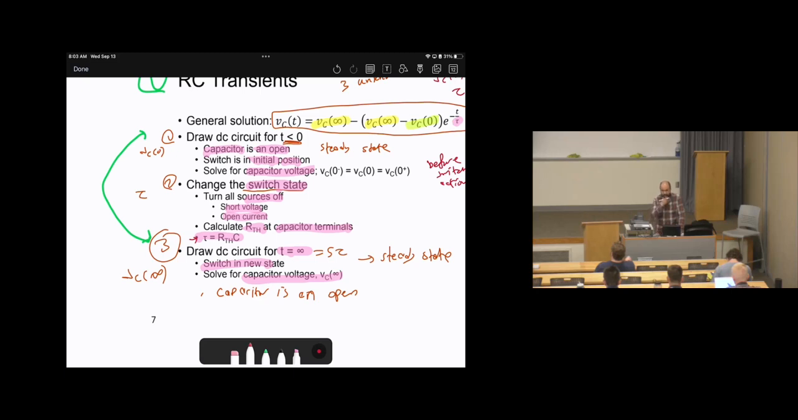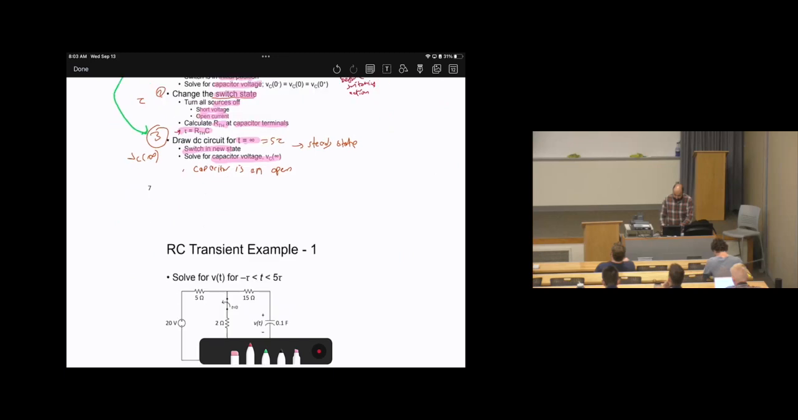So you will realize that step 1 and step 3 are very similar to each other. The only difference is the switch status: step number 1 is before the action, step number 3 is after the action. That's the only difference, while step number 2 just calculates R Thevenin. But keep in mind, calculate R Thevenin across the capacitor terminals and apply the new switch status.